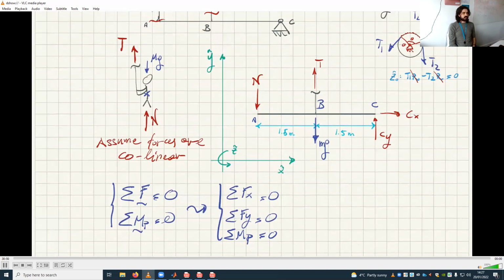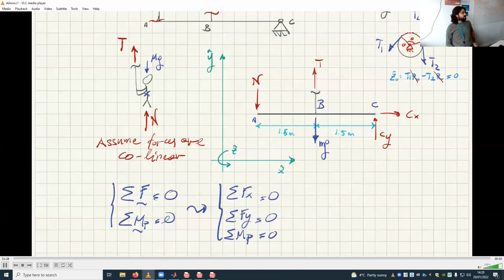What are the unknowns in this problem? So Cx and Cy, for sure, but we also don't know N and T. So all the unknowns in a problem like this are the reaction forces and the internal forces. I put them all in red. Everything that is red is unknown. So we have N, T, Cx, and Cy: 4 unknowns, but we only have 3 equations. So what's the problem?